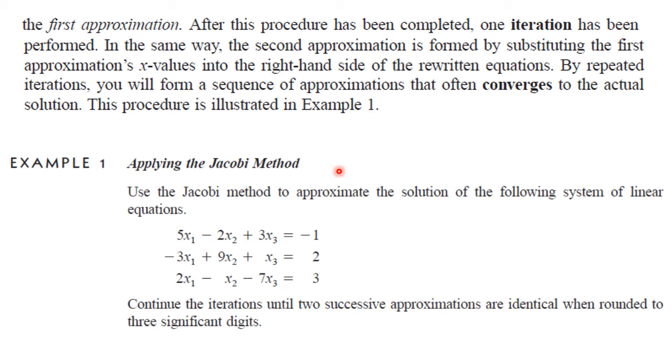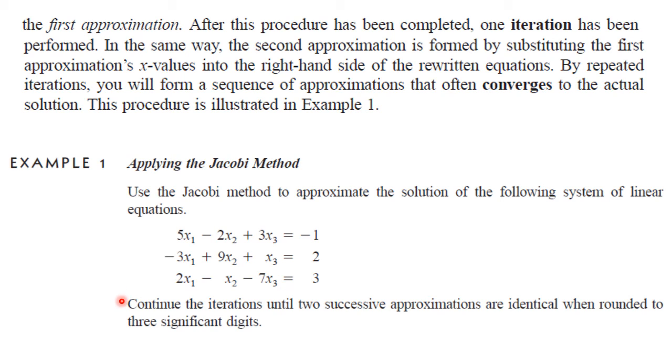And students, I guess it would be much better if we see an example applying the Jacobi method here. So this is example number 1. It says, use the Jacobi method to approximate the solution of the following system of linear equations: 5x1 minus 2x2 plus 3x3 is equal to minus 1, minus 3x1 plus 9x2 plus x3 is equal to 2, 2x1 minus x2 minus 7x3 is equal to 3.